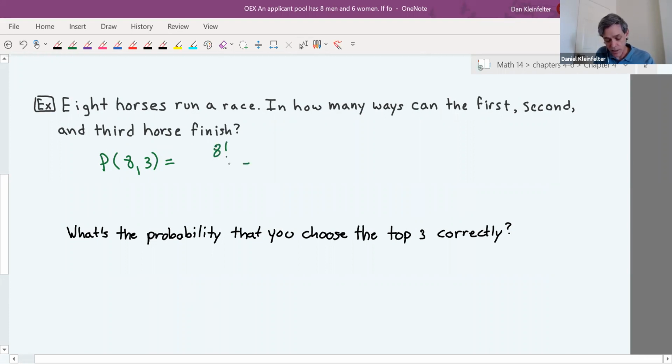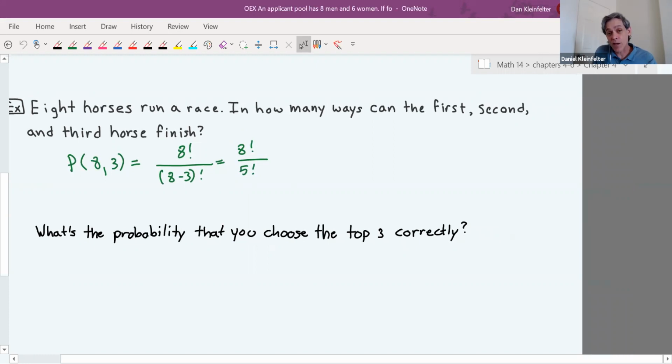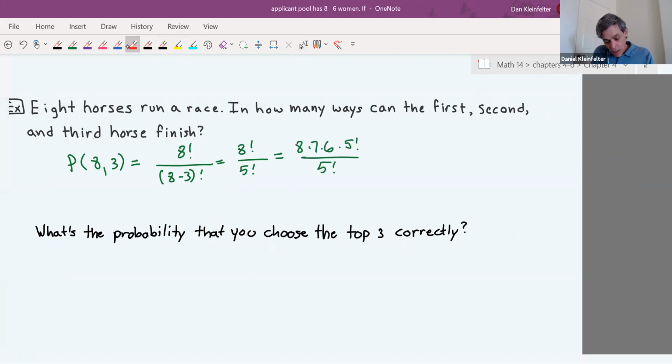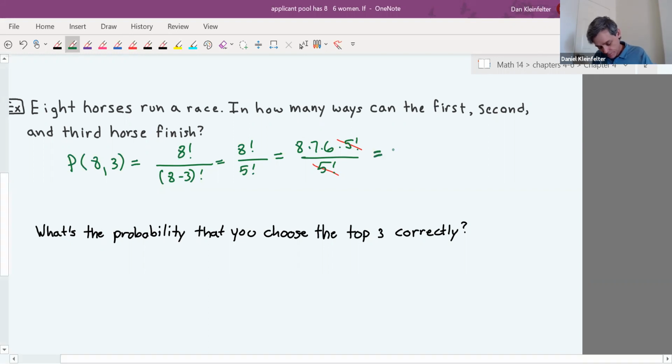So there is 8 factorial on the top, number of ways of arranging all 8 horses, and then 8 minus 3, or 5 factorial in the bottom. That 5 factorial, again, represents the number of ways of arranging the 5 losing horses, because it doesn't matter what order they are in, right? What matters is the order of the top 3 horses. So we'll have 8 times 7 times 6 times 5 factorial, divided by 5 factorial. The 5 factorials cancel, leaving us 8 times 7 times 6, which is 336. All right, so that's the number of ways that this race can finish.